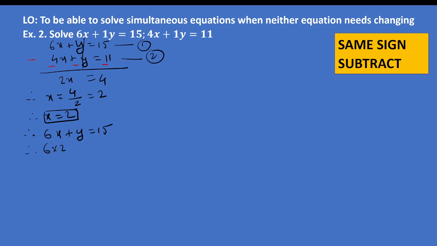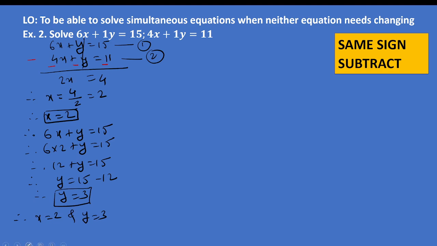Therefore 6 into 2 plus y equals 15. Therefore 12 plus y equals 15. Therefore y equals 15 minus 12, which is y equals 3. So in the final statement, we can write x equals 2 and y equals 3, or else we could write x comma y equals 2 comma 3. Okay, so this is it.